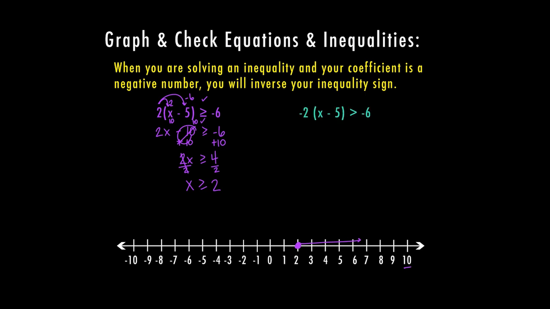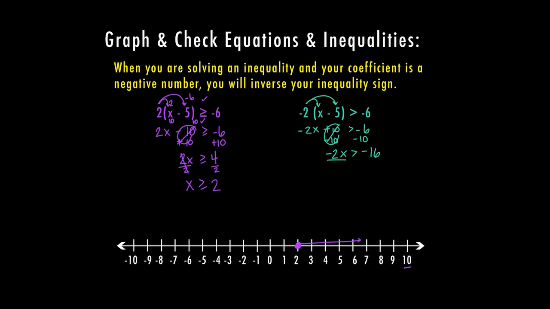So here we have a very similar problem, but this time we have a negative 2 instead of a positive 2 that we're going to be distributing. So again, we're going to distribute first. I need to simplify my problem. So that's negative 2x plus 10 is greater than negative 6. So now I'm going to have to subtract 10 from both sides. So now this is going to go to 0. Negative 2x is greater than negative 16.